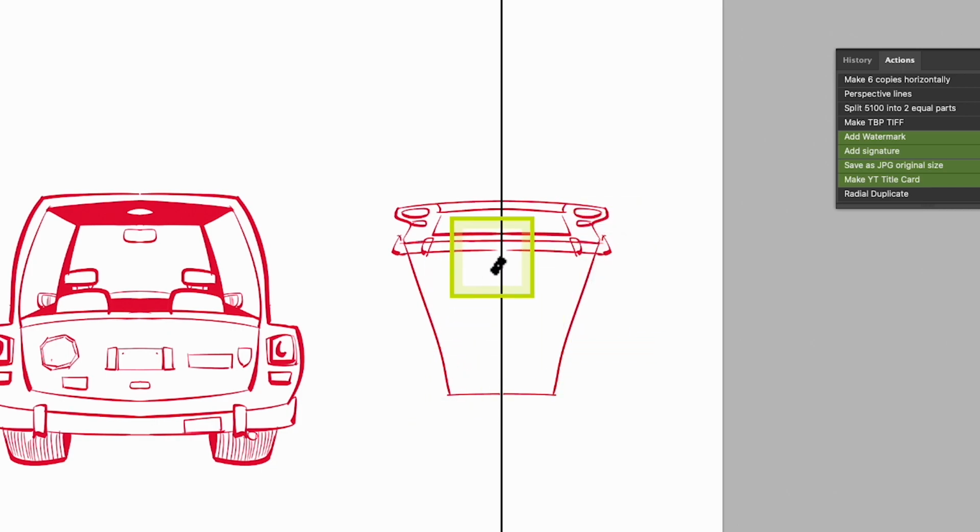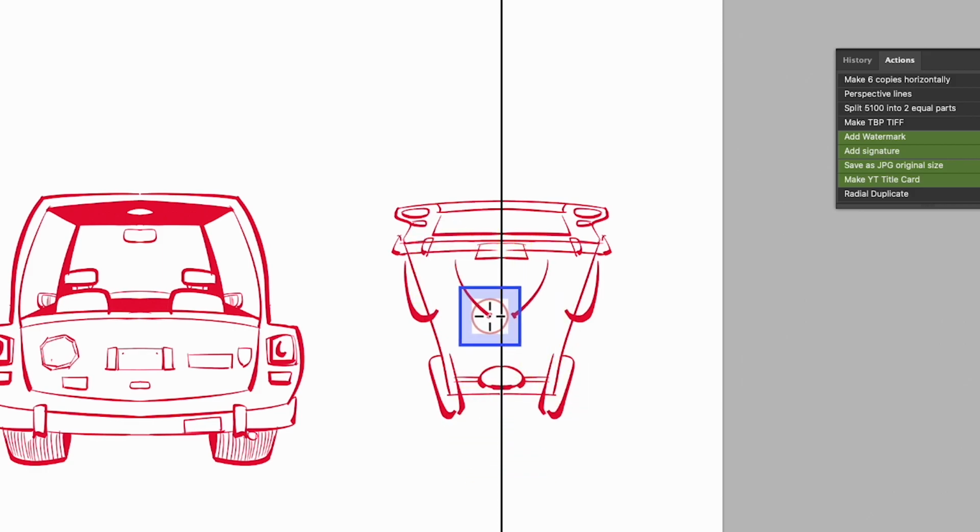So we'll probably just see the bumper, see the license plate. You may see the exhaust. And maybe some other little doodads. We'll make this look like it's moving.